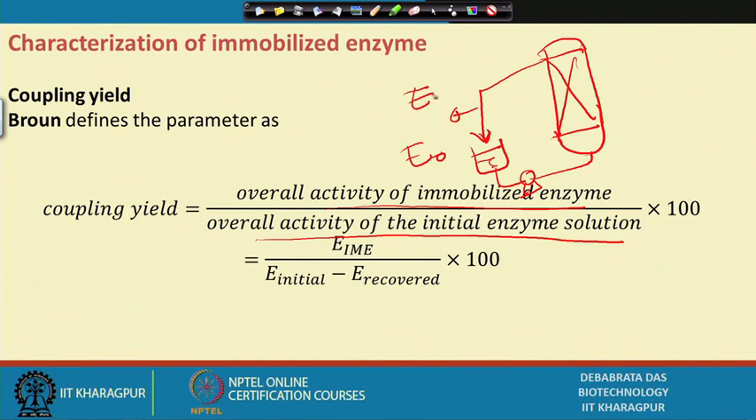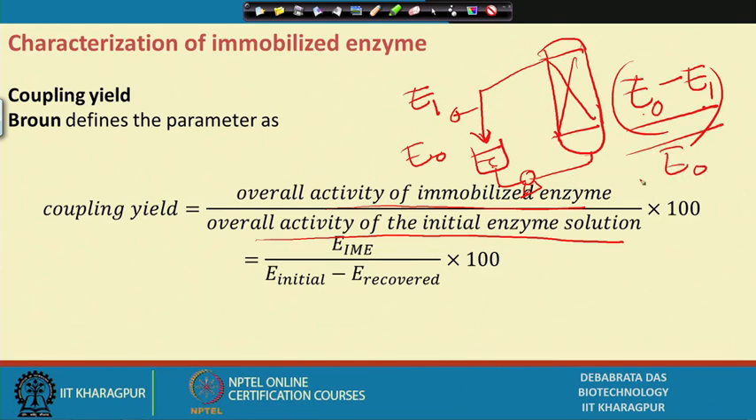Let us assume this activity is E1. So, how much enzyme is adsorbed in the system? E0 minus E1, am I right? This is the overall activity immobilized. So, how much enzyme is immobilized? E0 minus E1. How much is initially present? E0. That ratio is called coupling yield. So, this is how we can easily find it out.